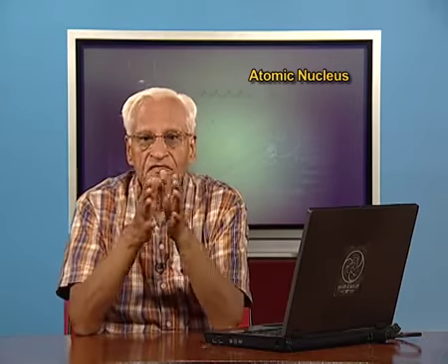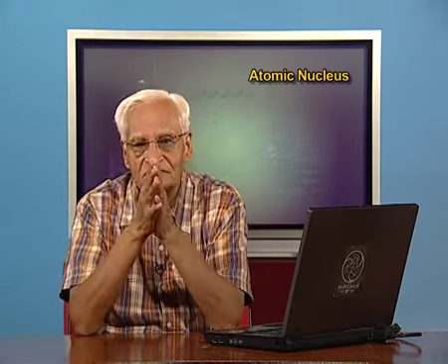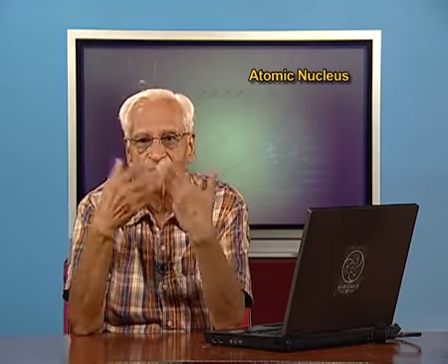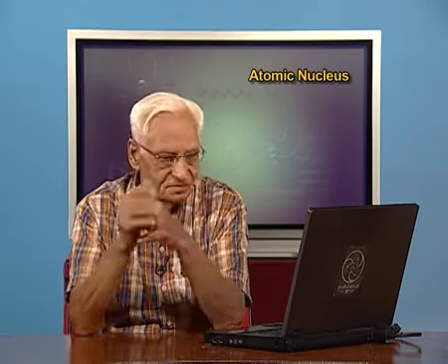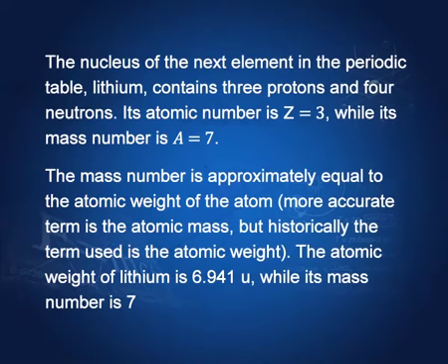So far we have progressed only to helium. Let us see what happens if we go further, say Z equal to 3. The nucleus of the next element in the periodic table, lithium, contains 3 protons and 4 neutrons. Its atomic number is 3 and its mass number is 7. The mass number is approximately equal to the atomic weight of the atom, not exactly, but approximately. A more accurate term is the atomic mass, but historically the term used is the atomic weight.